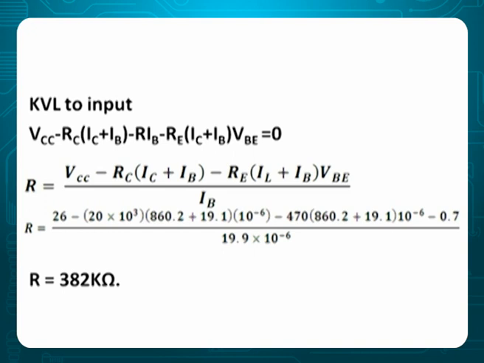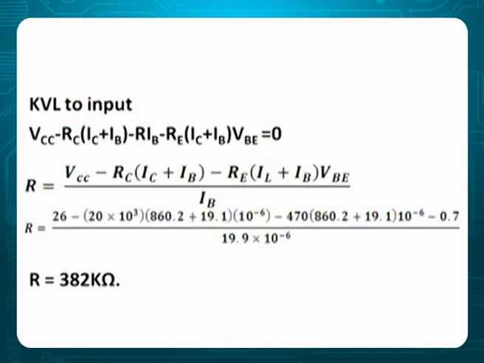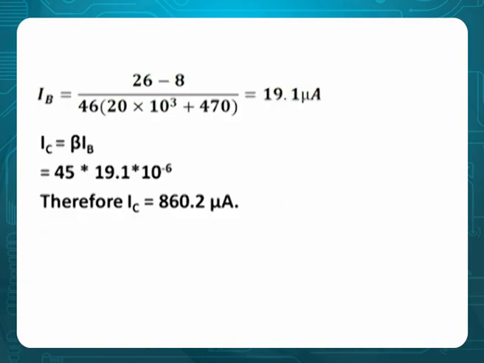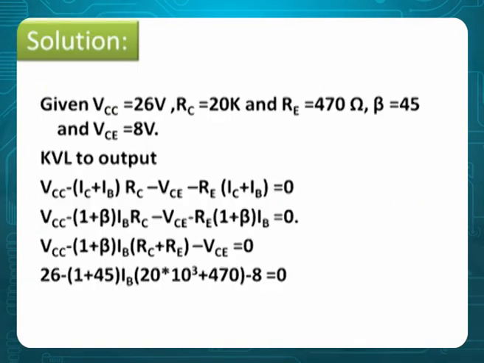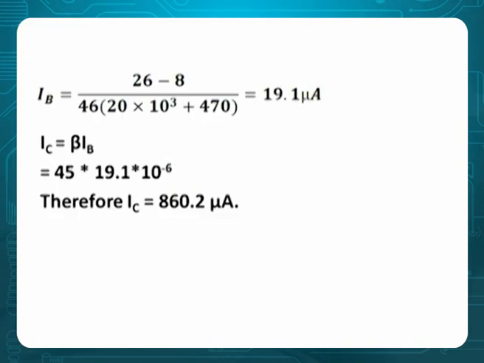Because when you have big loops, you will definitely get confused. Wherever VBE comes into the picture, it's called input KVL. So first you can take output KVL, then you can take input KVL. From output KVL, you can calculate IB and IC.